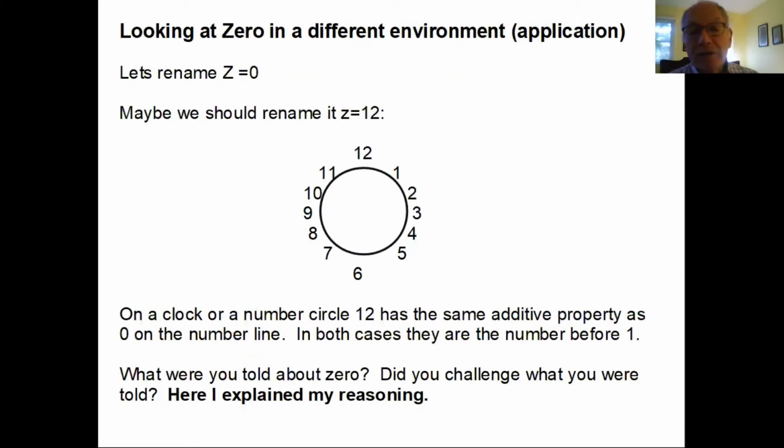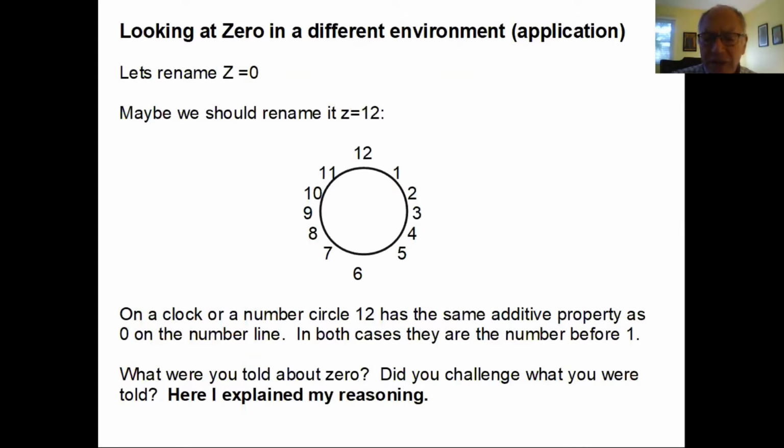Looking at 0 in different environments, we could rename z equal to 0, but on a clock, we could rename it z is equal to 12, because 12 is the number before 1. So on a clock, or a number circle, 12 has the same additive property as 0 on the number line. In both cases, they are the number before 1.